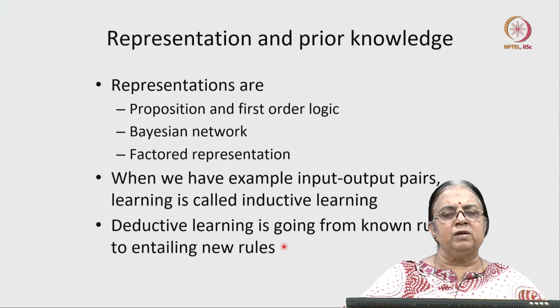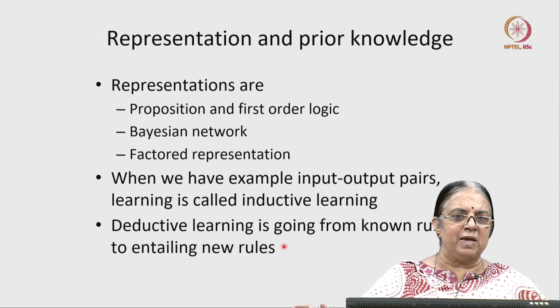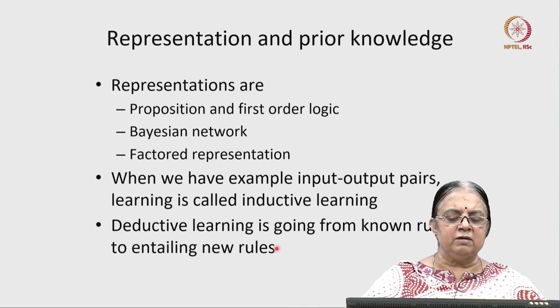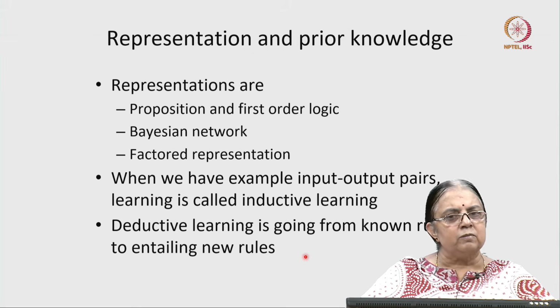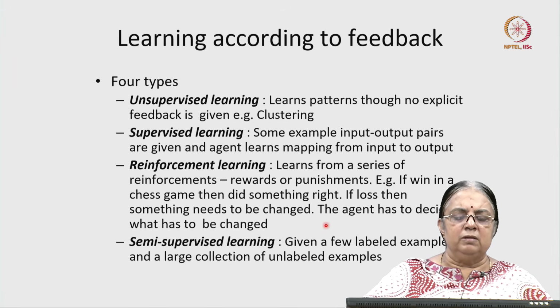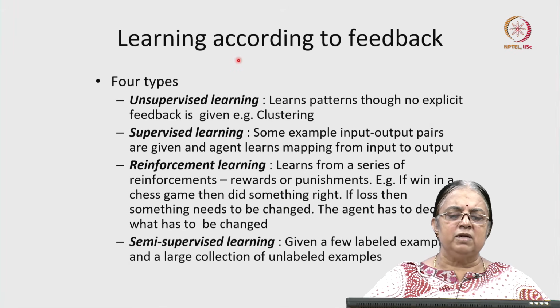So a particular crow is a crow, and therefore, it is black. So, that is the deductive learning which we are basically talking about. And then learning according to the feedback that you are getting, right.